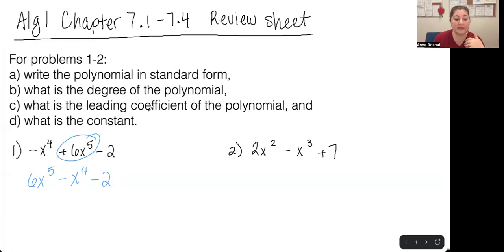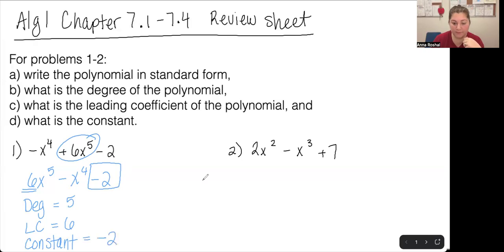The second thing is, what is the degree of the polynomial? The degree is always going to be the largest exponent. So this is going to be 5. What is the leading coefficient of this? The leading coefficient is going to be the very first number, and that's going to be 6. And then I need a constant. The constant is the number without a variable. And in this case, we also want to make sure that we're including whether it's positive or negative. So in this case, the constant is -2.